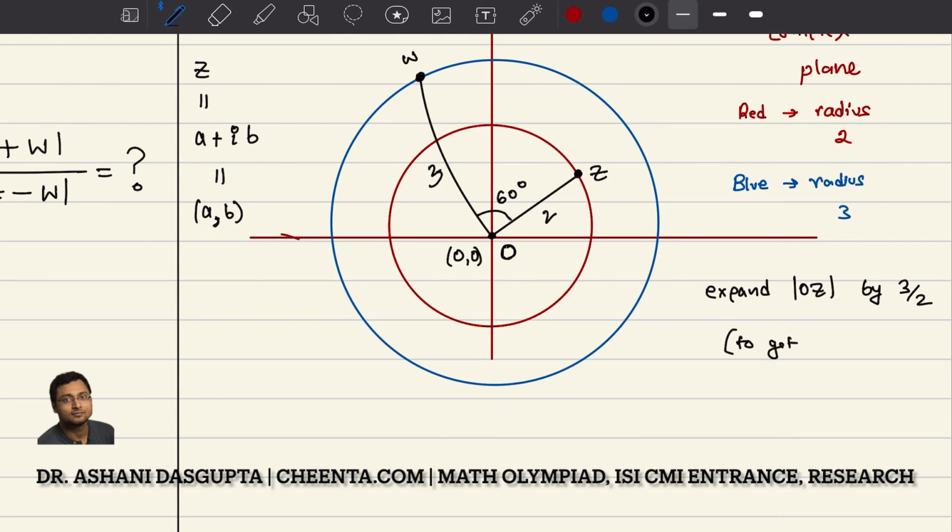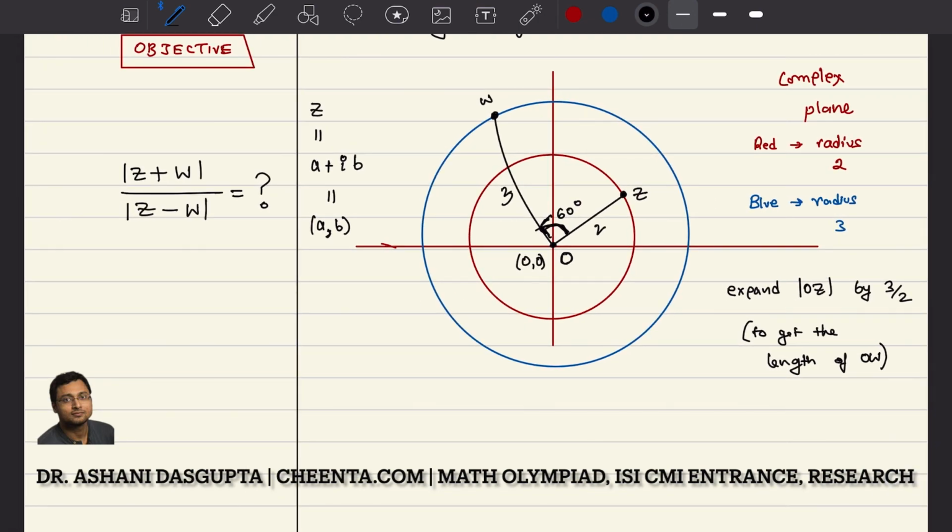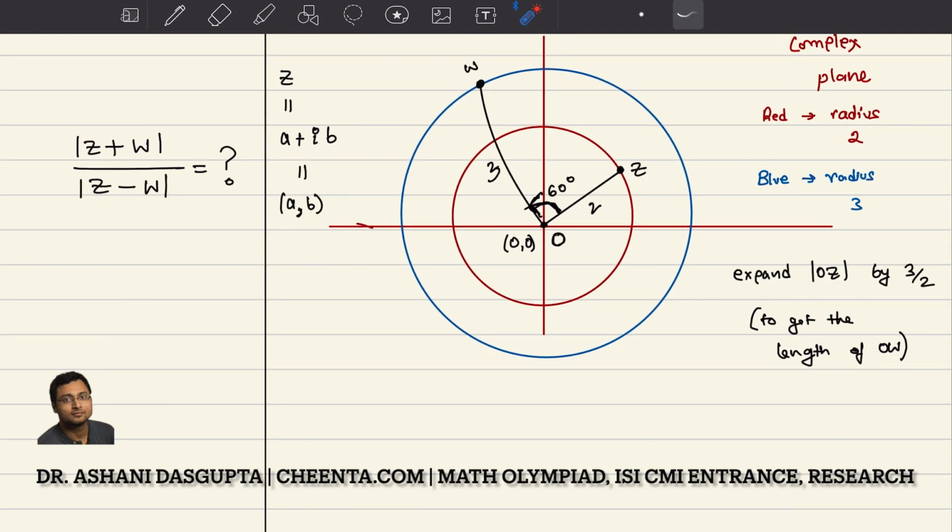To get the length of OW, and then you also rotate this by 60 degrees counterclockwise. Now you have to be a little bit careful. The problem doesn't say whether you have to go counterclockwise or clockwise, but it will turn out that both of them will give the same result as far as this quantity is concerned. I will just work on the counterclockwise direction and you can do the clockwise direction on your own.